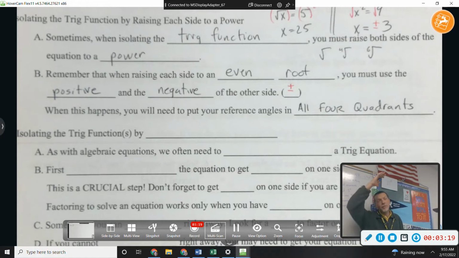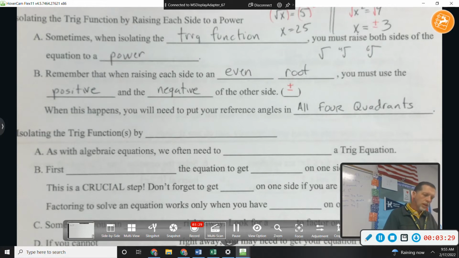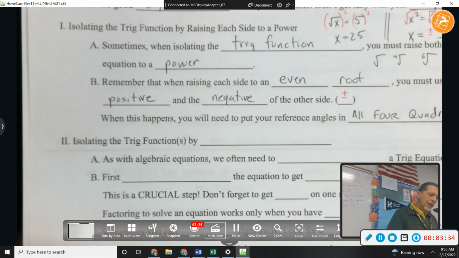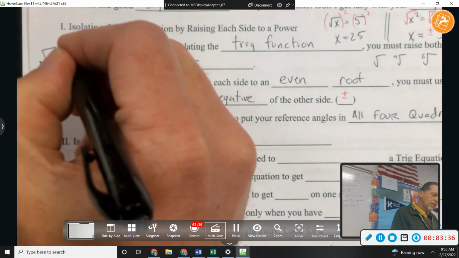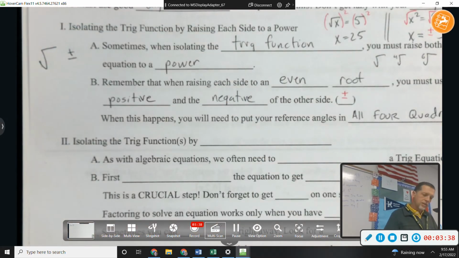Sine's positive up and negative down. Cosine's positive right and negative left. But none of that matters if you need the plus and the minus. Then you just use all 4 quadrants. So probably the biggest thing on that is if you square root both sides, don't forget the plus or minus.